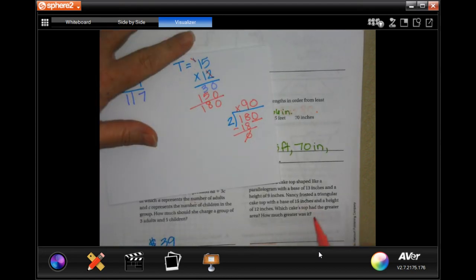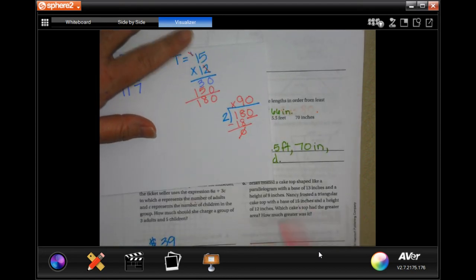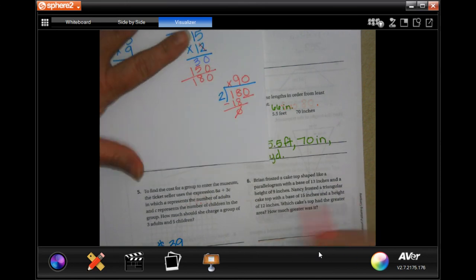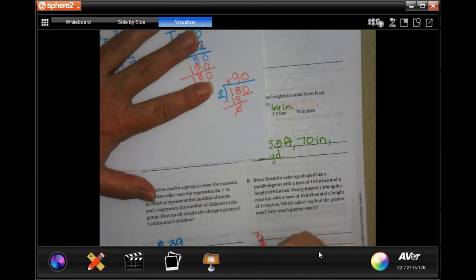Which cake top has the greater area? Well, Brian's is the parallelogram, so Brian's is more.